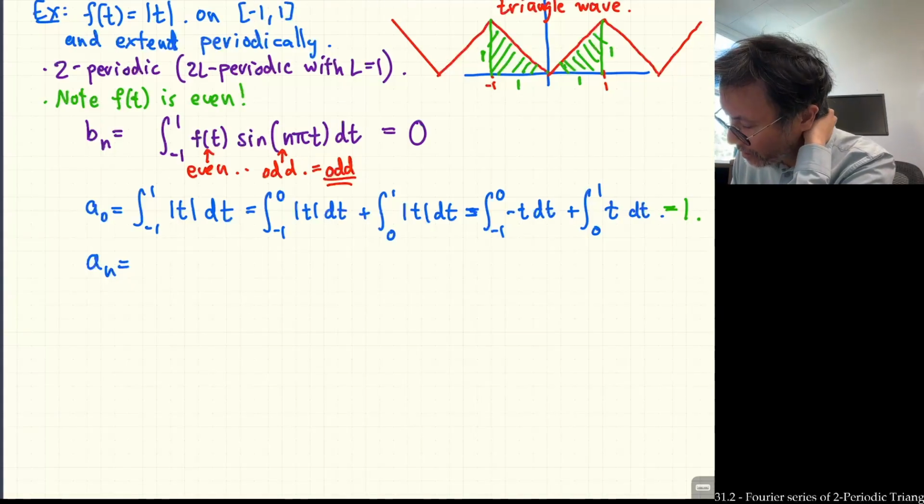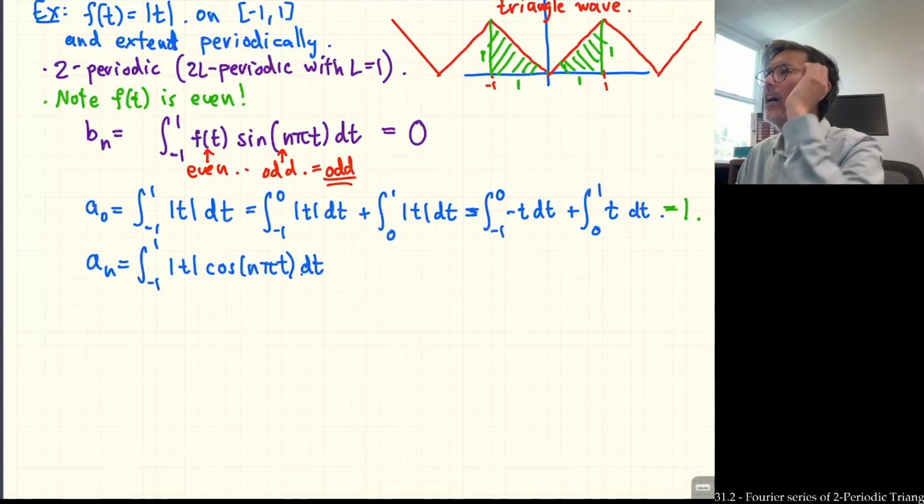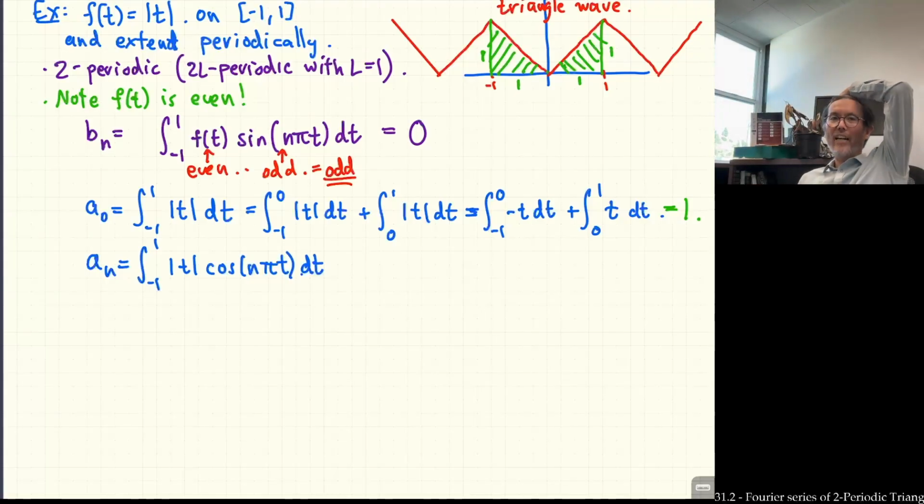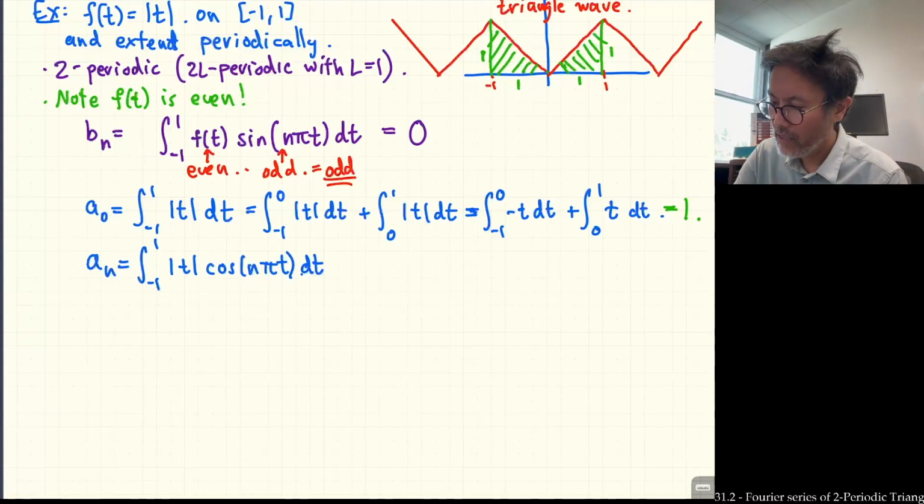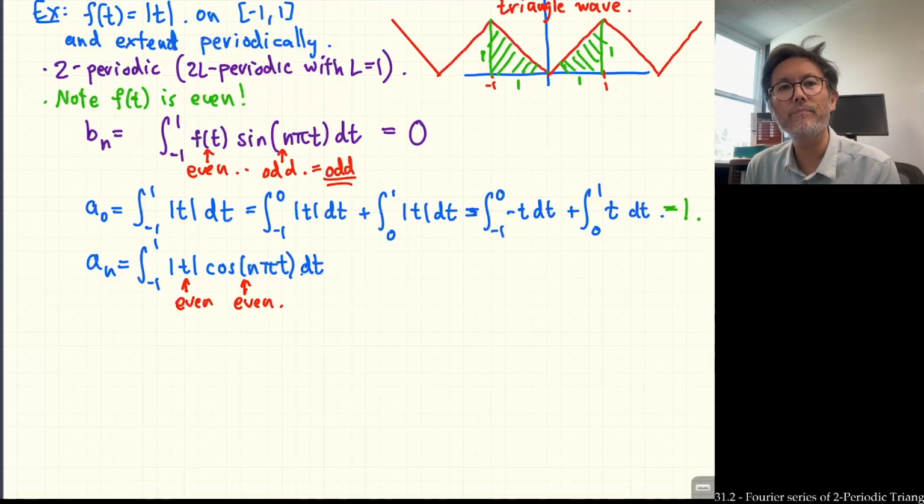A sub n is given by the integral from -1 to 1 of the absolute value of t times the cosine of n pi t dt. And yeah, we're going to have to think about this one. So notice that this is even and this is even. They're both even functions. The product of even functions is again even.